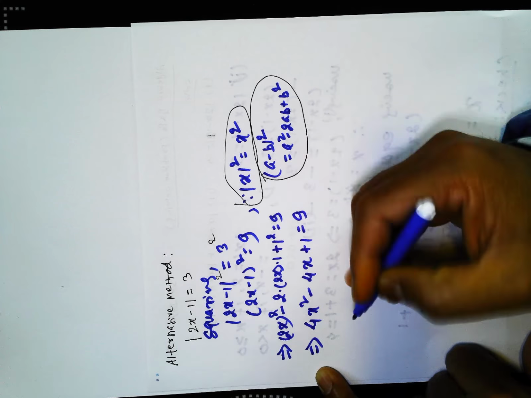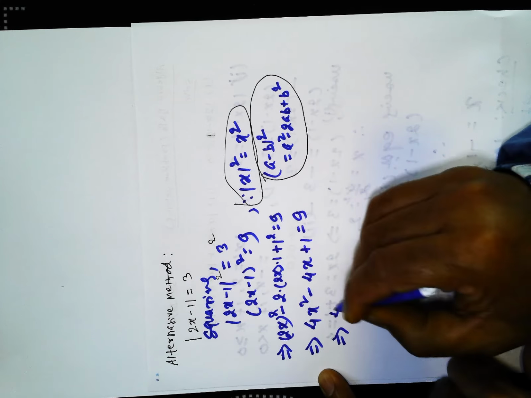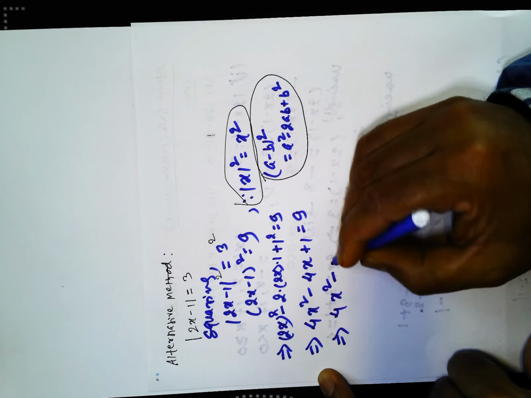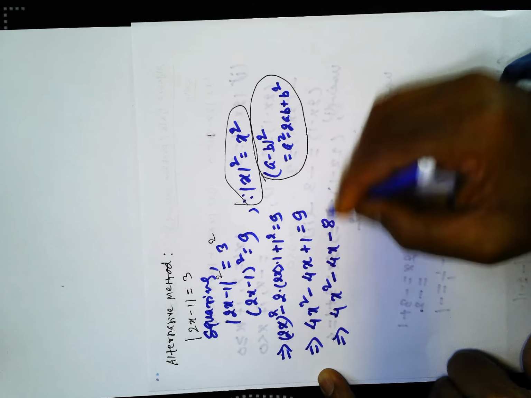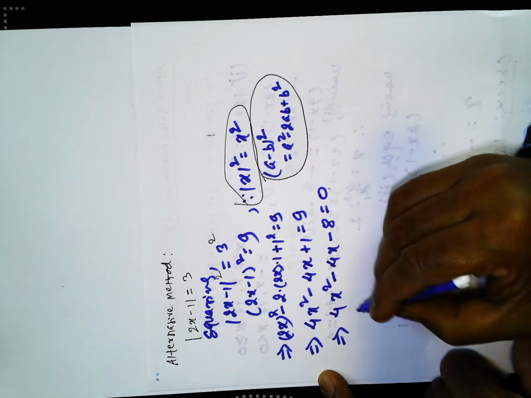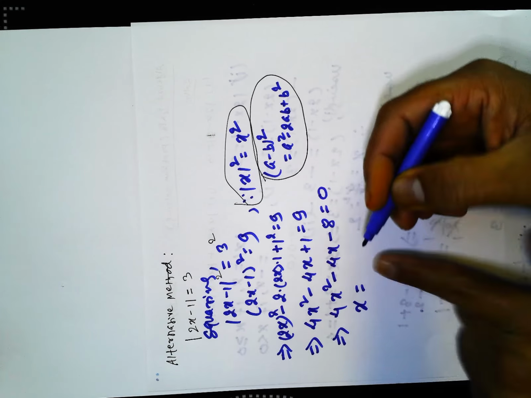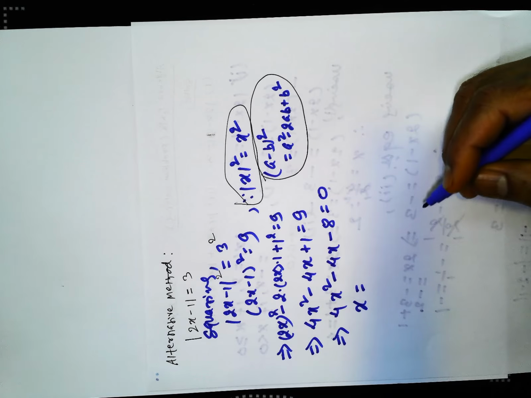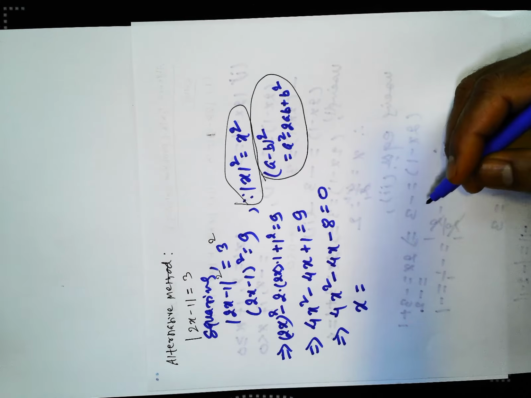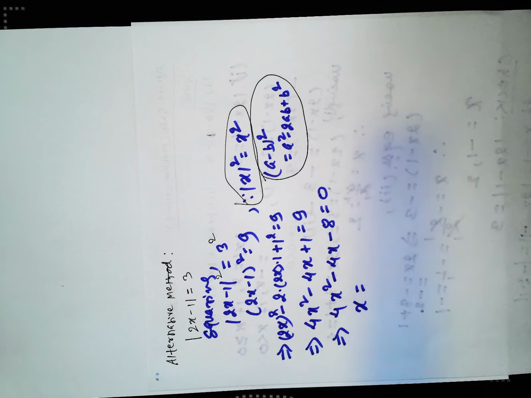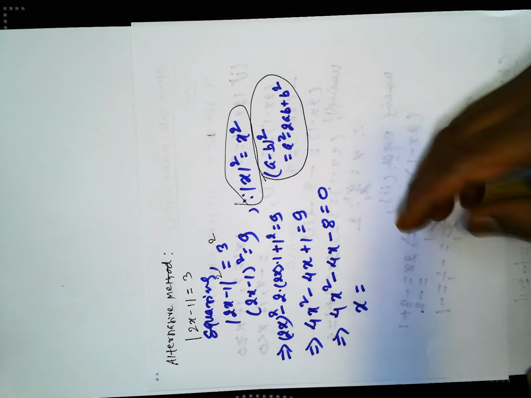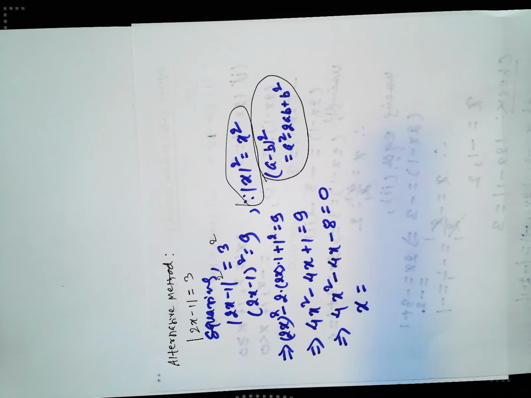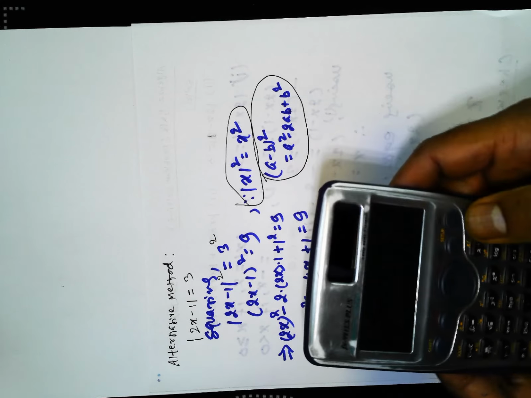When you transpose this back to the left side, then it is 4x squared minus 4x minus 8 equals to 0. Now you can solve this quadratic equation for x, and you can get the value of x. So it is not important to go through the detailed calculation or derivation in order to find the value of x. The good idea is to take a calculator, and then you can fix your calculator.